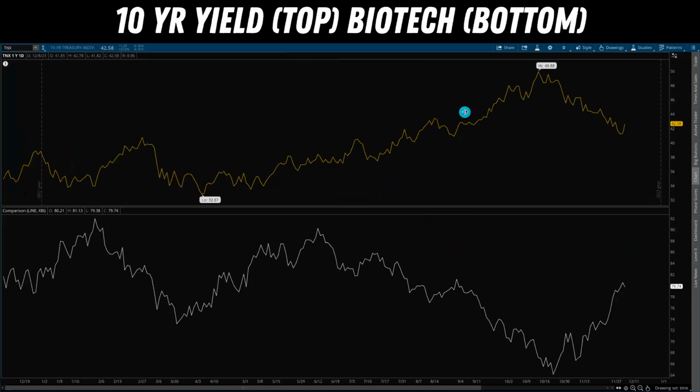We have the TNX up top, and then we've got XBI here on the bottom. Okay, and you can see here, basically as XBI is going down, TNX is going up. This means that the 10-year treasury yield is going up. And then here we can see the 10-year treasury yield is going down. And what do we see? Well, we see the XBI actually going up at this point. So this is what I mean by they have a very inverse relationship.